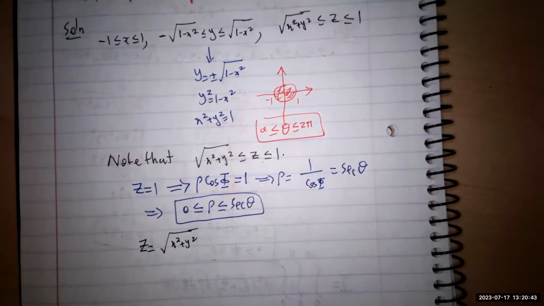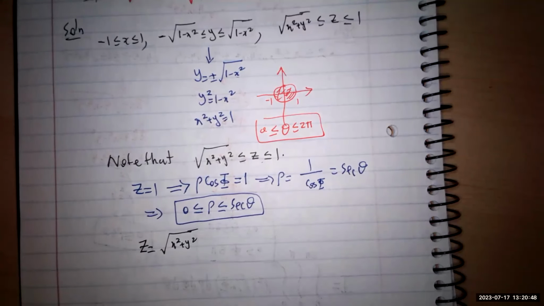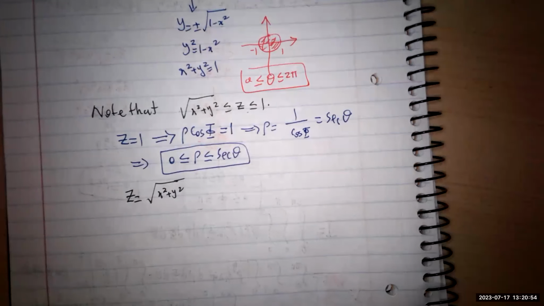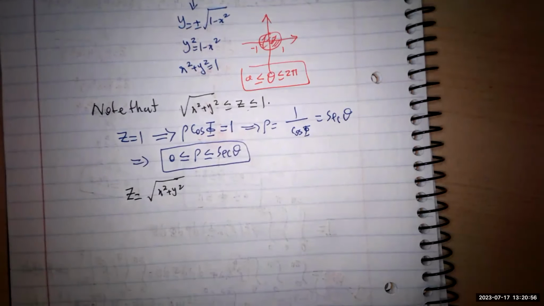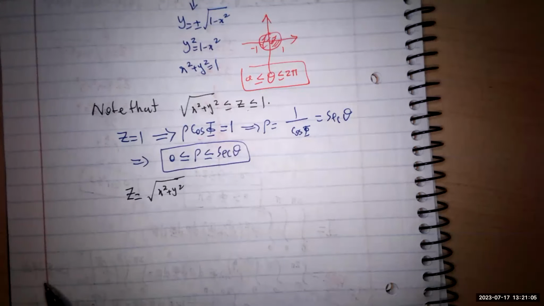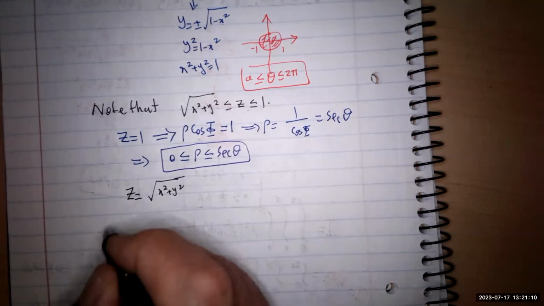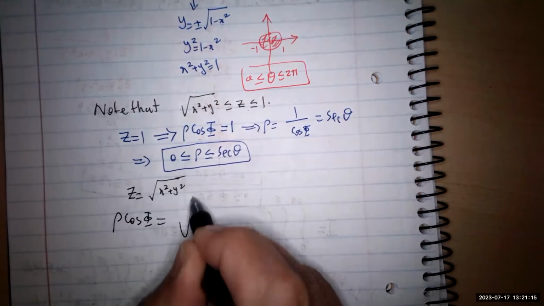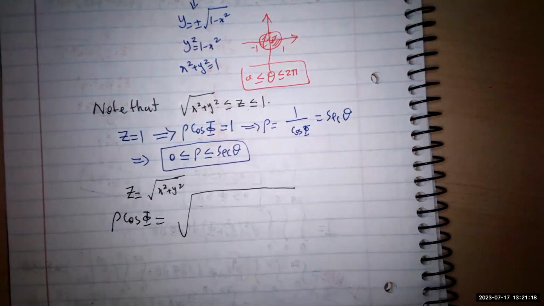What does this mean? In the case of the circle, we called it r squared, but we can't do that here. In this case, you have to substitute to get the restriction for the phi, so that needs a little bit more algebra. Substitute in both cases: z is rho cosine of phi, equal to the square root of x squared plus y squared, now in spherical coordinates.